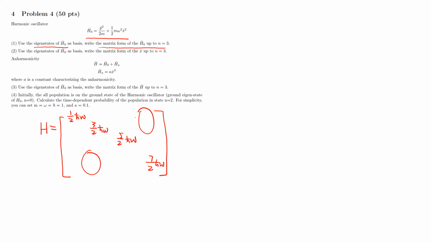Then, using the eigenstates of H0 as a basis, write the matrix form of X up to n equals 3. Now we're using these eigenstates as a basis, but in this case we write down the matrix format of X instead of H. For H, using its own eigenstates as a basis, we know the matrix must be diagonal. But if you use this as a basis to write the X operator, that's not always right. So how to do this? We need to use the ladder operators.